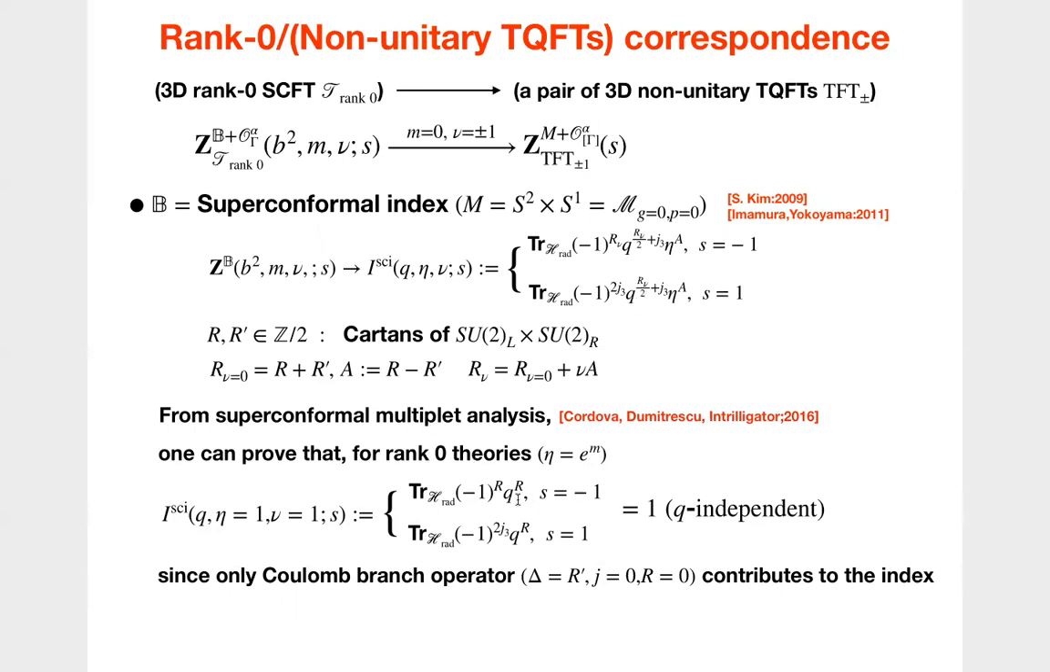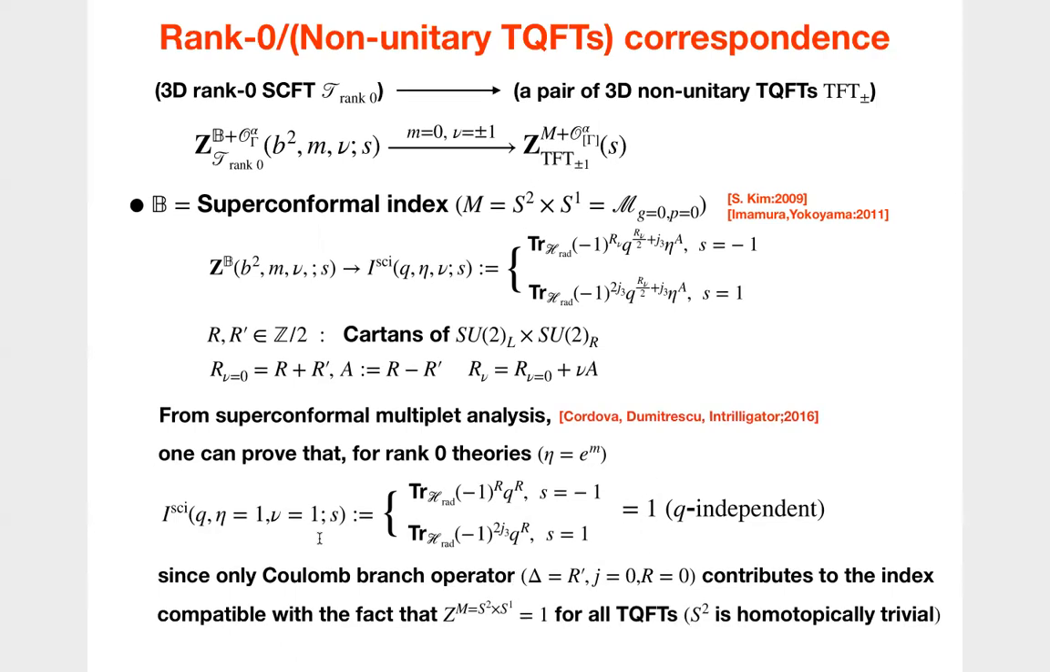at this degenerate limit. So we can prove, using the supermultiplet analysis, that for rank zero CFTs, this superconformal index always becomes trivially one in this degenerate limit. And this is compatible with the fact that for all topological field theories, the partition function on S2 times S1 is always one, because S2 is homotopically trivial and there is only one ground state on S2. So this is compatible, and we prove the conjectured correspondence when the background is chosen as the superconformal index.